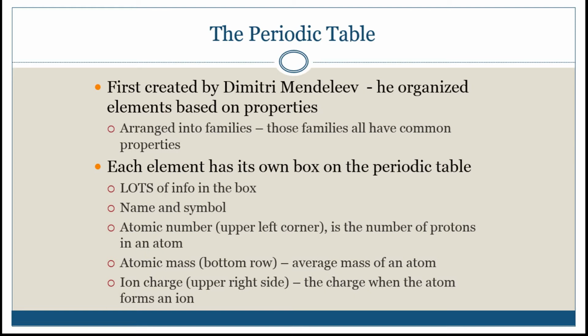Move over one element. What's next to potassium? Calcium. What's its ion charge? 2 plus. Move over, what's its ion charge? 3 plus. There's a bit of a pattern. The elements on the left, the metals, form positive ion charges.